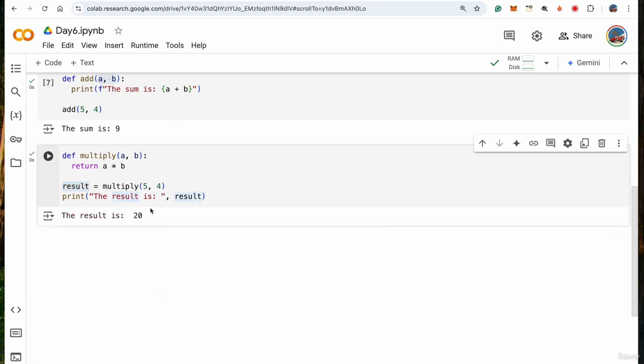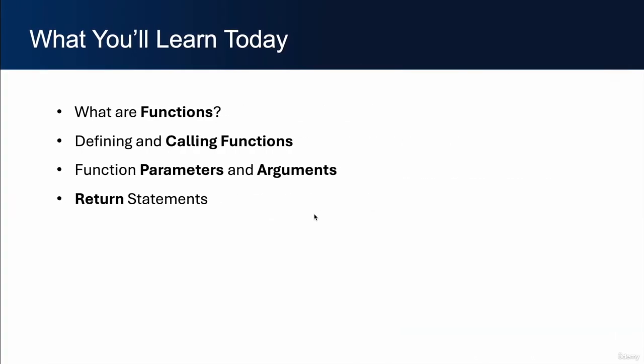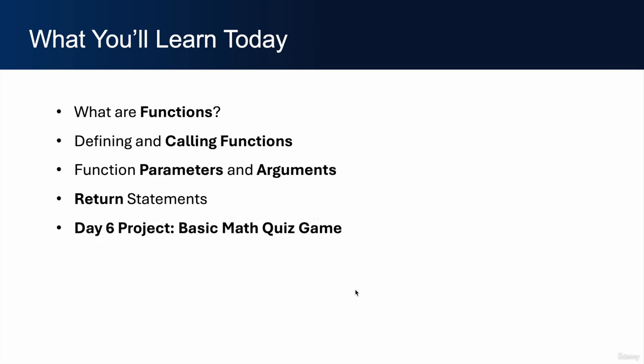So that's the power of the return, and we will be using this quite a lot in our videos in future. So let's go ahead and look at what's next. So this brings us to our day 6 project, which is a basic math quiz game. The goal here is to build a Python program that asks the user random math questions like addition, subtraction, multiplication, takes user inputs for answers, and tracks the score and gives feedback.